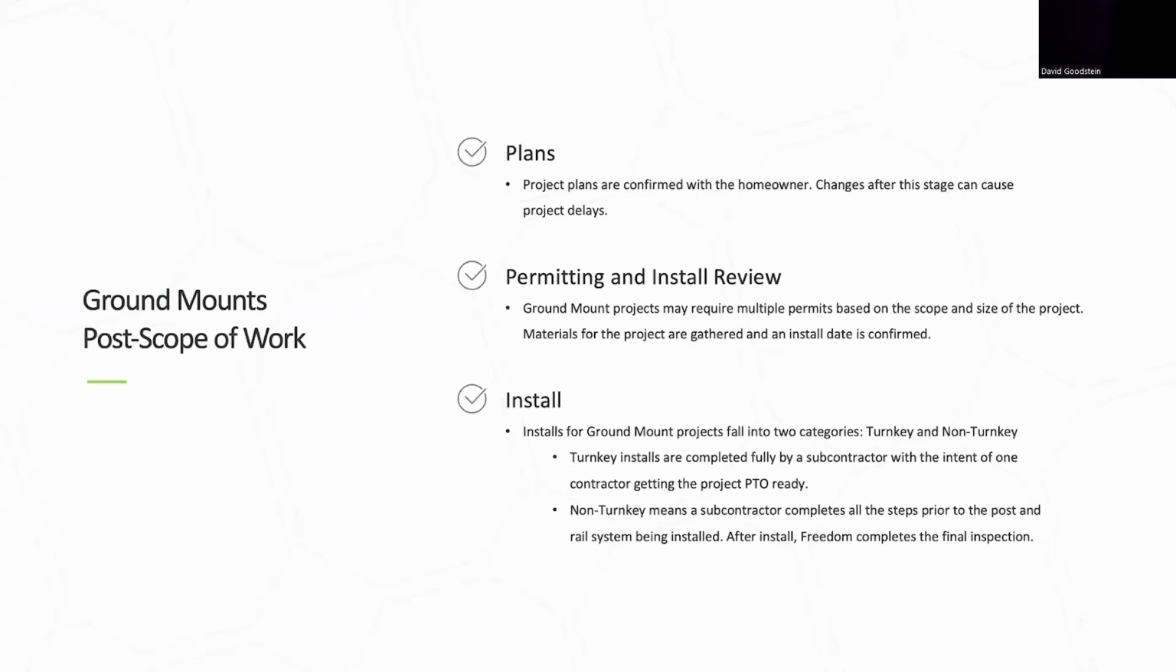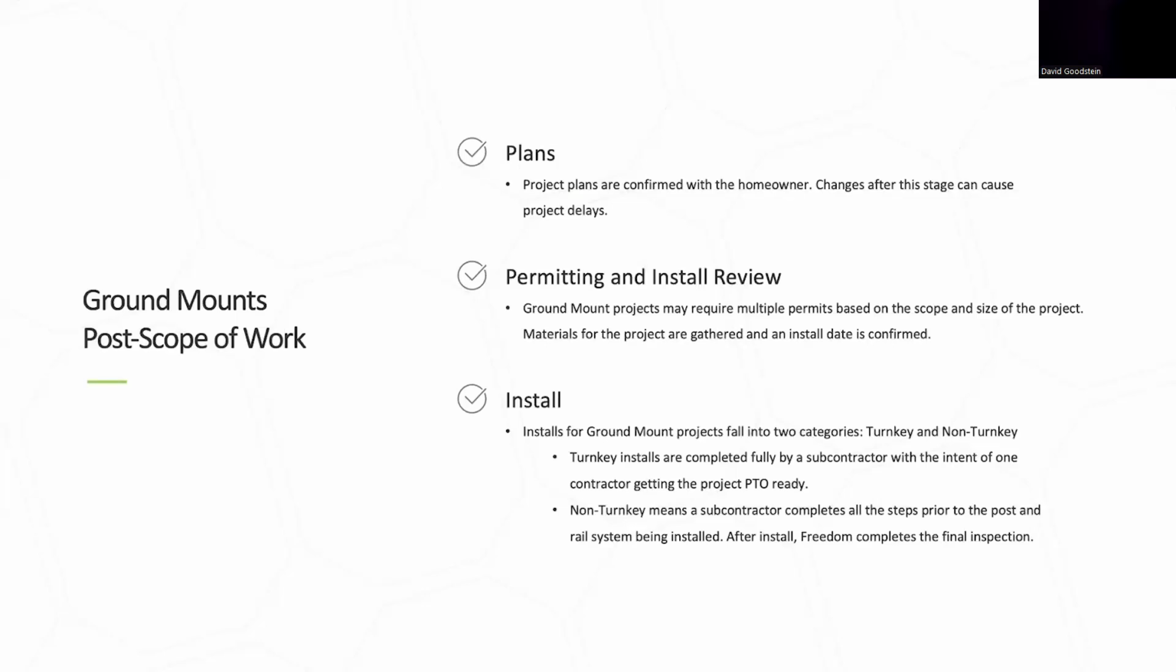Then multiple permits will be pulled for the variety of work that needs to be done to complete that ground mount project. They require multiple permits because of the scope and the size of that project. And then this is where generally materials for that project will start to be gathered for install review.